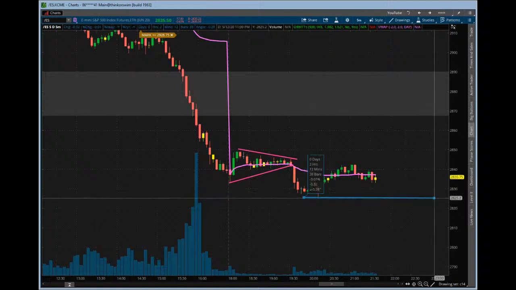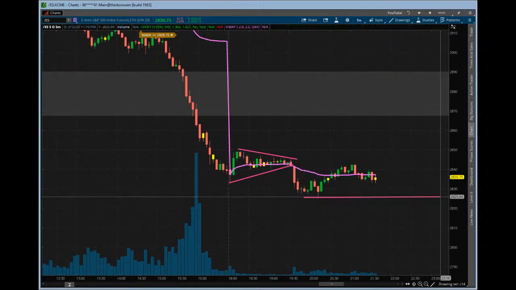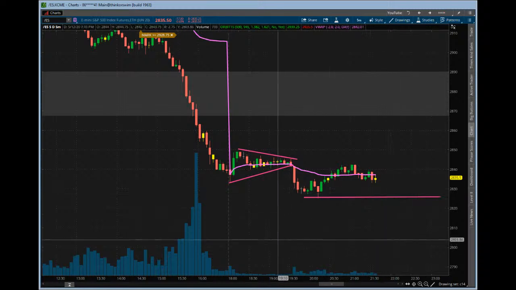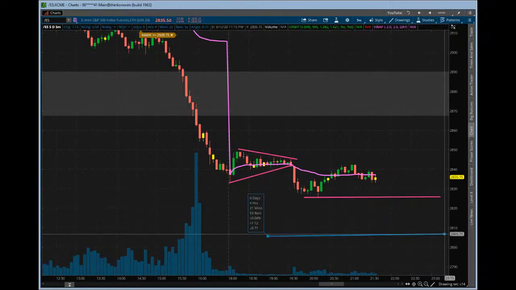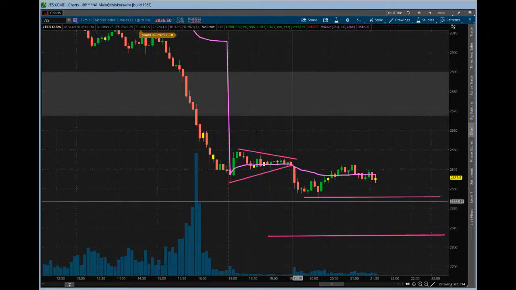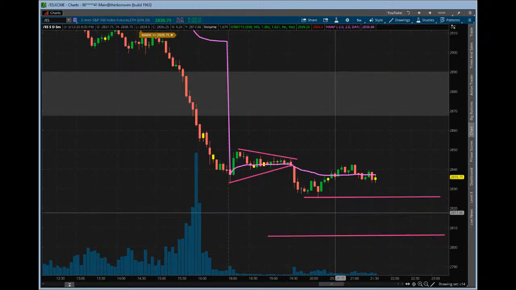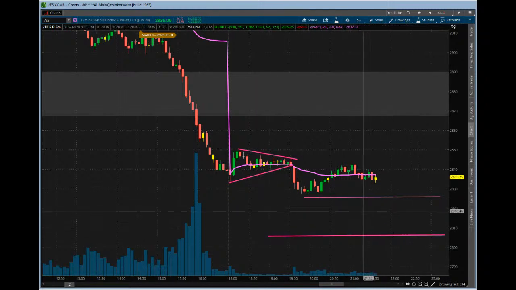It's possible that we come back and retest these lows. And then after that, we'll see where we go from there. 28.05 is a big line in the sand too from a prior level though. So we'll see how that holds too going into the rest of the night, and we'll see what they set up for us tomorrow. So good stuff.